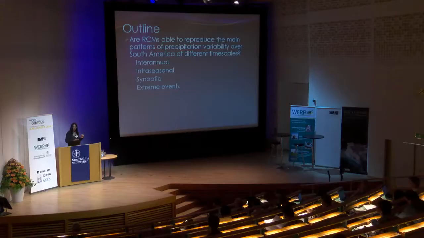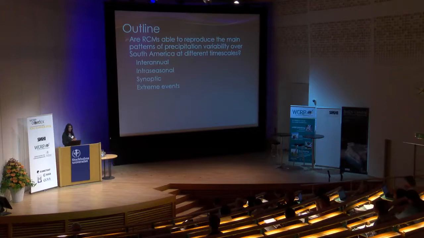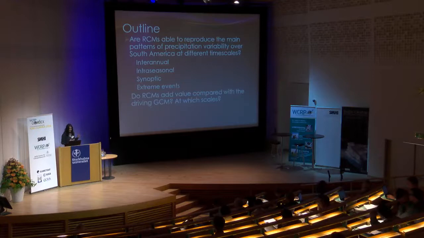So what I did here with a colleague is to try to answer this question. We want to know if the regional climate models are able to reproduce the main patterns of precipitation variability over South America over different temporal scales. So we went from interannual through intraseasonal, synoptic time scale, and some extreme events in order to see where the main question is if they add value compared with the driving GCMs, at which scale we can say that they really do.